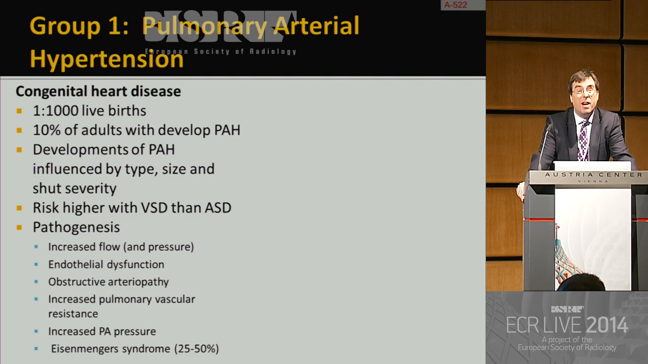The likelihood and stage at which that pulmonary hypertension develops depends upon the nature and size of the shunt, in that high pressure shunts tend to result in early development of more severe pulmonary hypertension, so VSDs, for example, whereas low pressure, low volume shunts will result in pulmonary hypertension at a later stage and of a lower level. So ASDs tend to present with pulmonary hypertension later.